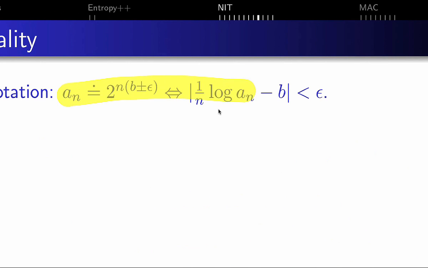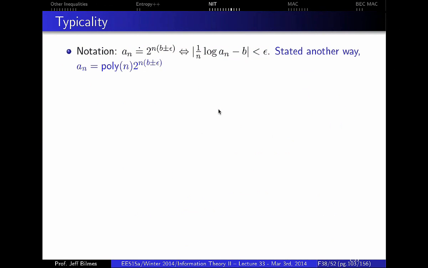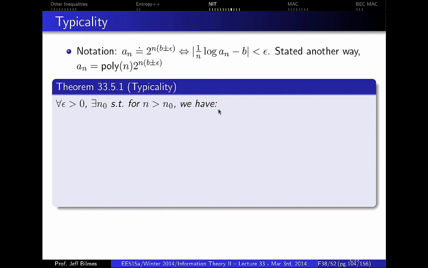Basically, it's saying that a_n is, to the first order of the exponent, equal to 2 to the n(b plus or minus epsilon). That basically means that this bit is true here. Another way of saying this is that polynomial factors don't matter in this exponential sequence. Any polynomial in n is not essentially going to matter once you take the log.